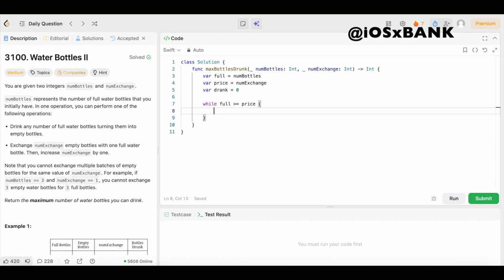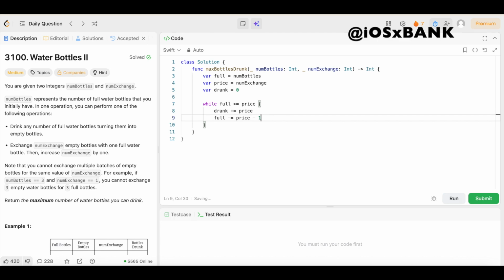We're going to open up the brackets, and we need to drink price amount of bottles in this round. So we're going to say drink plus equals price. Boom. Then after drinking price bottles, we need to get one new full bottle, which is why we're going to subtract 1 from price by saying full minus equals price minus 1.